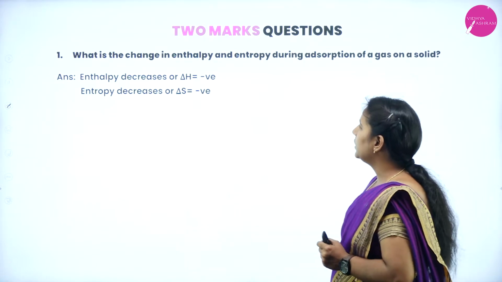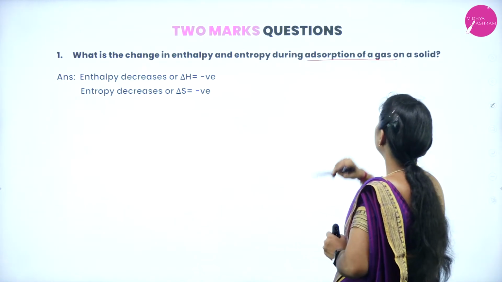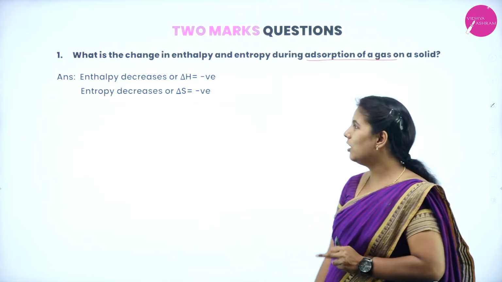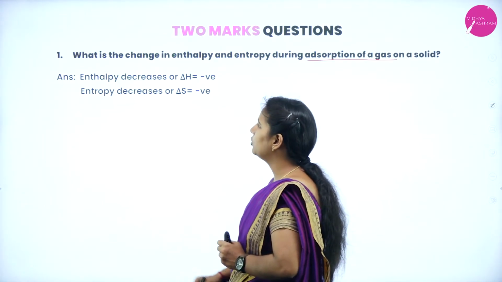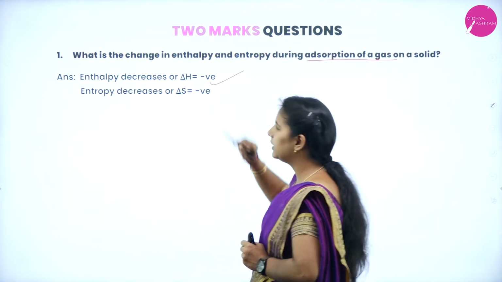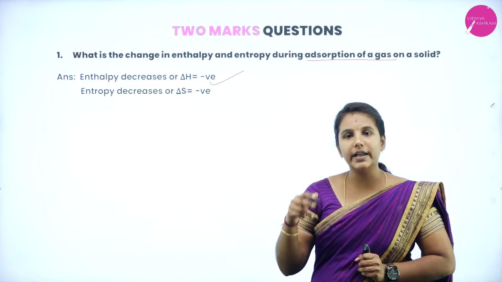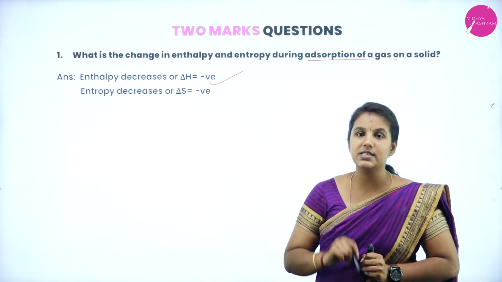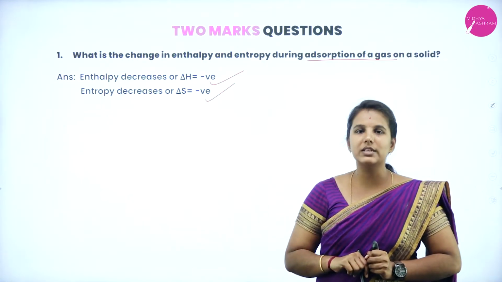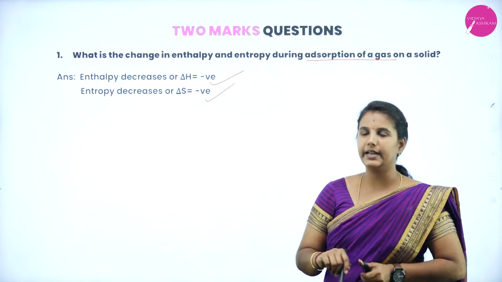What is the change in enthalpy and entropy during the adsorption of a gas on a solid? So, what is the change of enthalpy and entropy? During adsorption, the enthalpy decreases, which is indicated as a negative value. Similarly, the entropy also decreases, and it is also indicated by a negative value. It is represented as delta H is negative and delta S is negative.